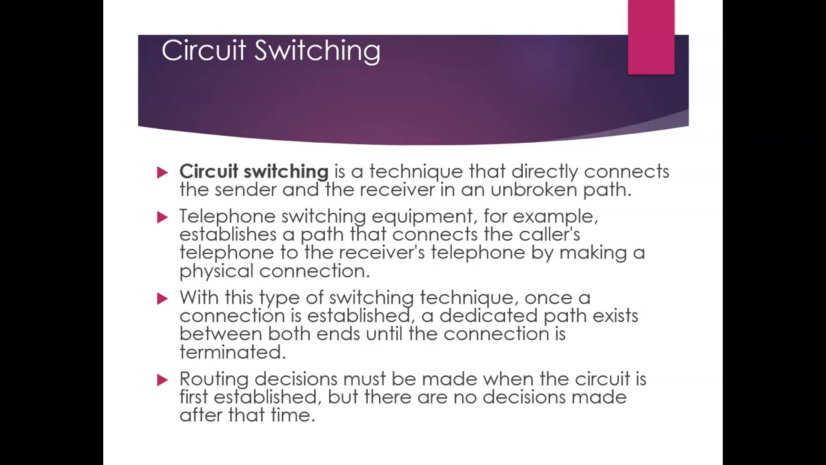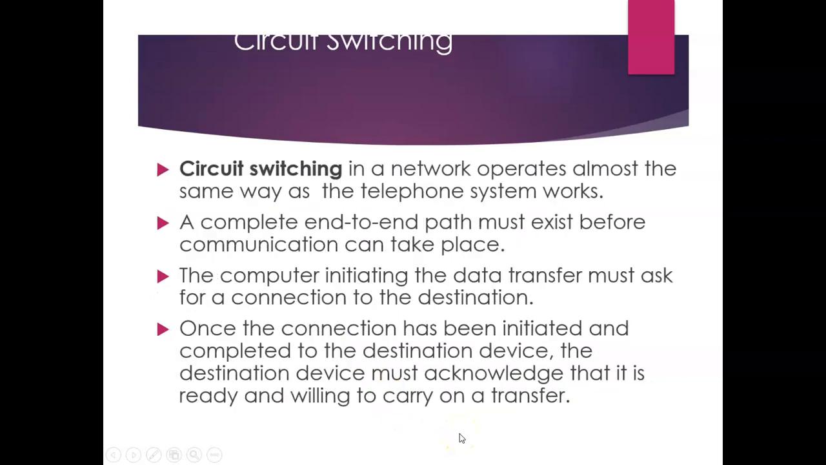In the circuit switching technique, the sender and the receiver are directly connected by an unbroken path. It implies that the path is dedicated between them, and no one should interfere. With this type of switching, once a connection is established, a dedicated path exists between both ends until the connection is terminated. The routing decisions must be made when the circuit is first established, but no decisions are made after that. Circuit switching operates the same as the telephone network.